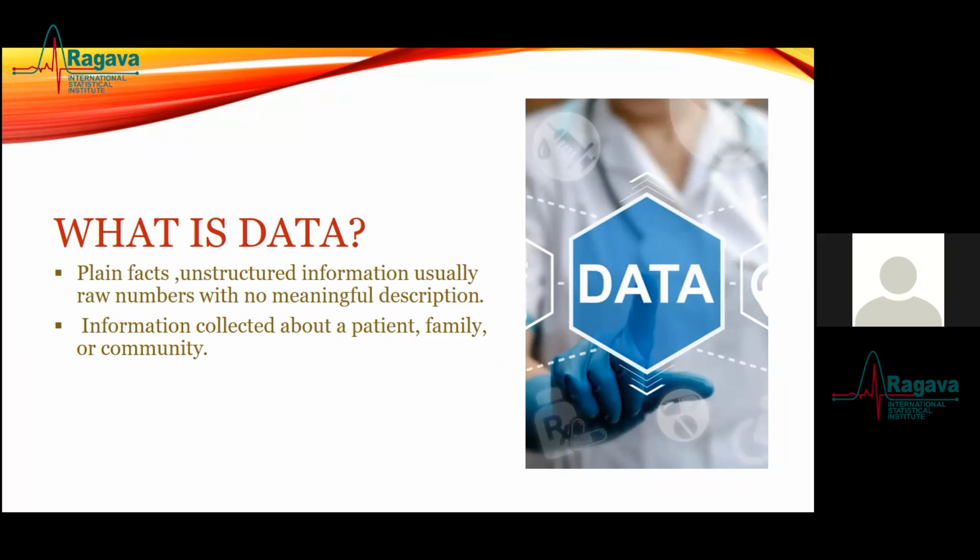In statistics, data simply means plain facts. It's unstructured information, usually raw numbers or facts with no meaningful description. So data simply means raw information, the information collected without any meaning or description. In healthcare, data simply means information collected about a patient, family, or a community.